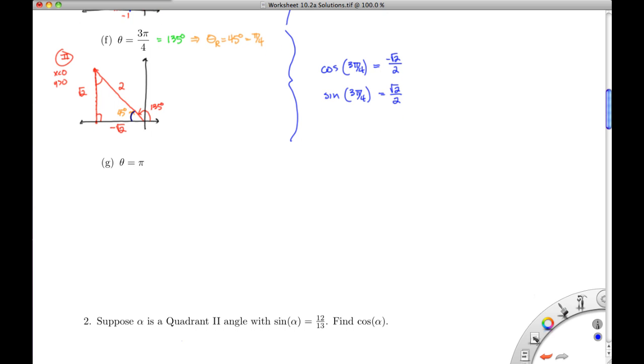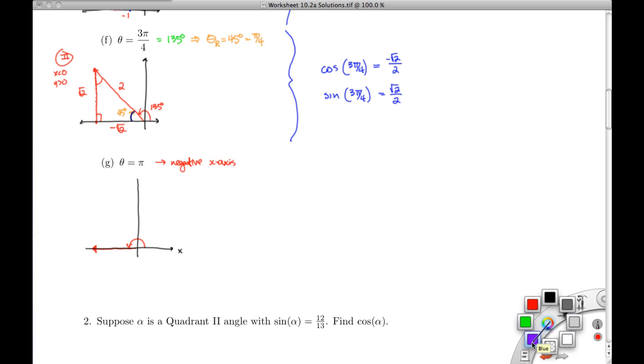We've got theta equals pi. Let's sketch this out to see what we're dealing with here. So pi is going to put us on the negative side of the x-axis. So this is the negative x-axis.